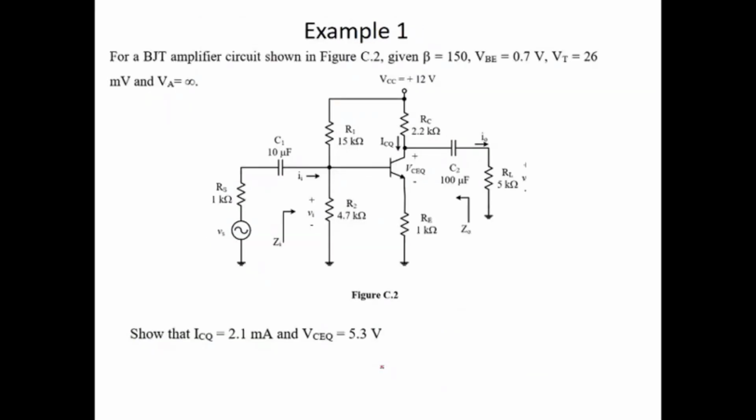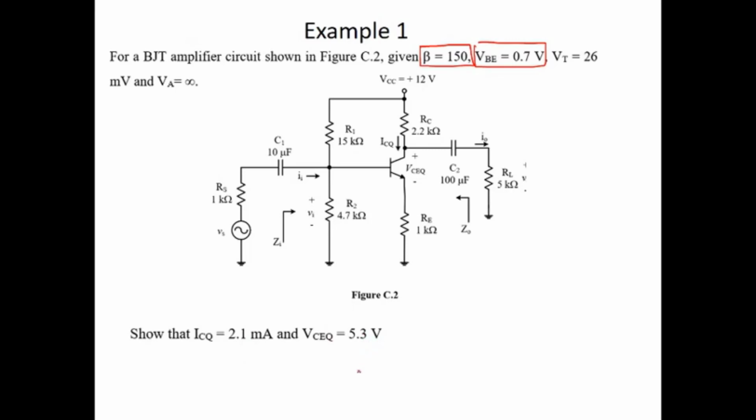Okay, so let's do example number 1. The question is for a BJT amplifier circuit shown in figure C2. Given beta is 150, and VBE is 0.7. And then we have VT and VA. VT and VA are not relevant for now in our DC analysis, so we can ignore these two values. The question is to show that ICQ is equal to 2.1 milliampere and VCEQ is equal to 5.3 volt.